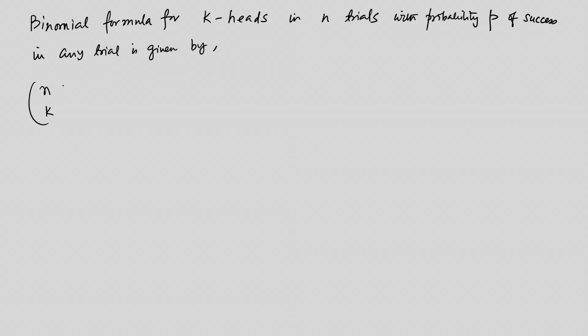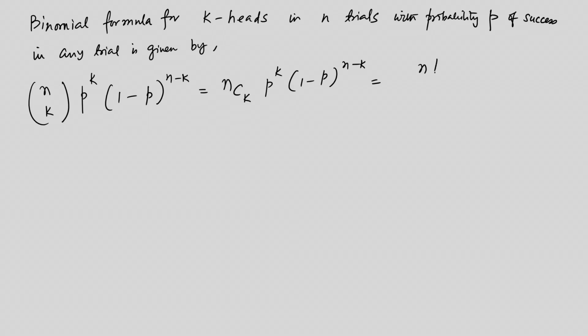n choose k, p to the power k, (1 minus p) to the power n minus k. This is nCk p to the power k and (1 minus p) to the power n minus k, which is nothing but n factorial divided by k factorial (n minus k) factorial, and p to the power k, (1 minus p) to the power n minus k.